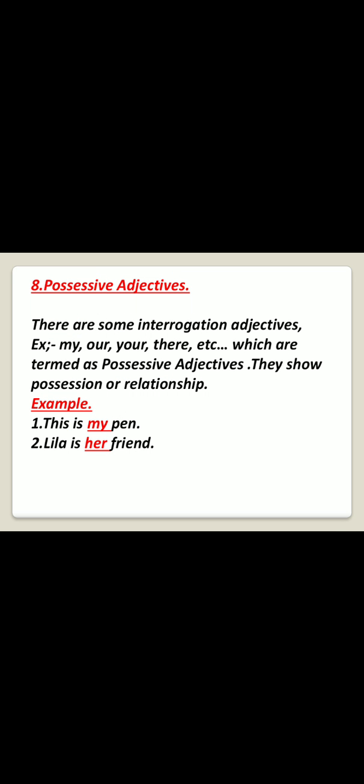Number 8, possessive adjectives. For example, my, our, your, their, etc., are termed as possessive adjectives. They show possession or relationship. For example, this is my pen. Laila is her friend. So we can say many examples. When we say my, their, your, our, it is called possessive adjectives.